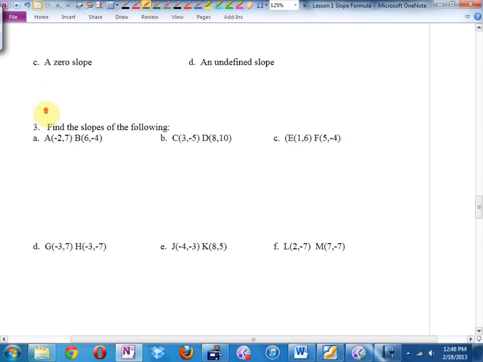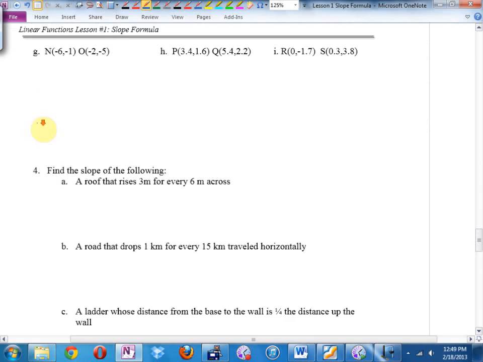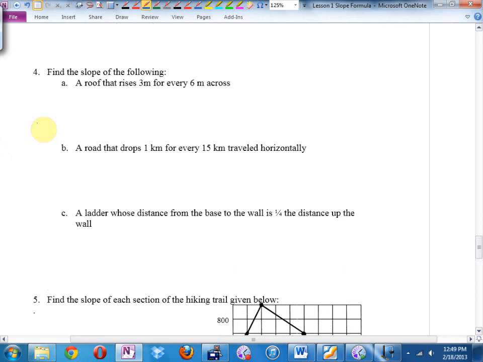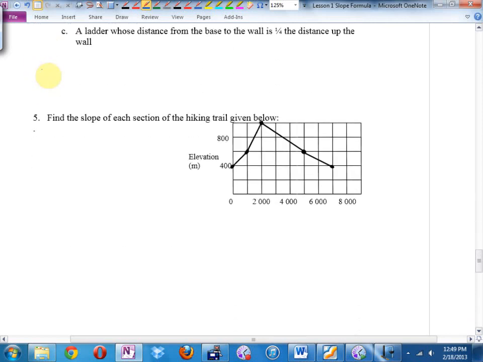Two. 3. So far I've assigned everything. 4 is good. And then take a look at number 5.